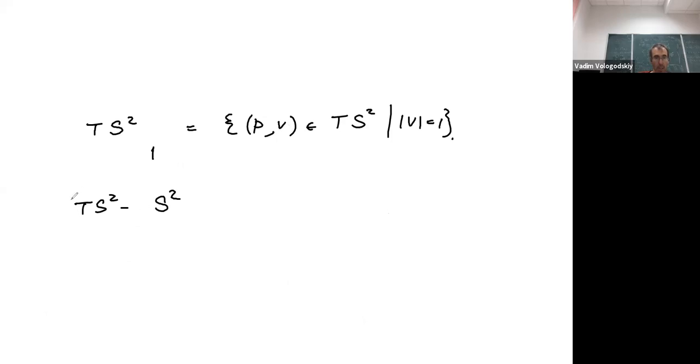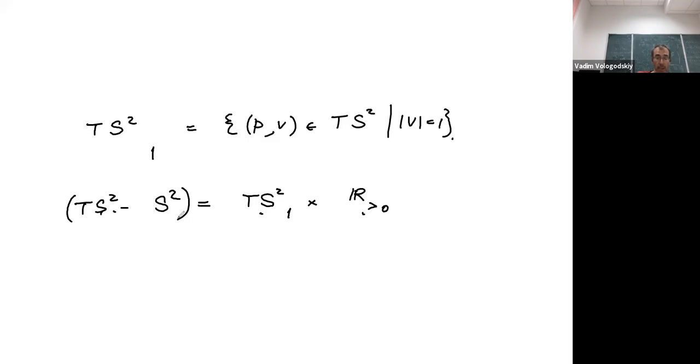And you see that this manifold is diffeomorphic to TS2 1 times r greater than 0, the space of all positive real numbers. And the diffeomorphism is very simple. If you have a pair like this with non-zero v, you just rescale it to make the length equal to 1. So this gives you a map from here to here, and the map from here to here is obvious.